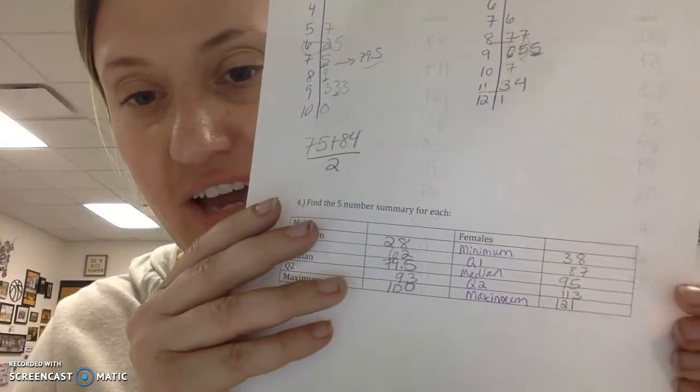Okay, now I want you to pause the video, and I want you to write these words underneath the word female like I did: minimum, and so on. Write that, and then find the female 5-number summary, and I'll go over it with you. Hopefully you found it correctly. Here are the answers, okay?